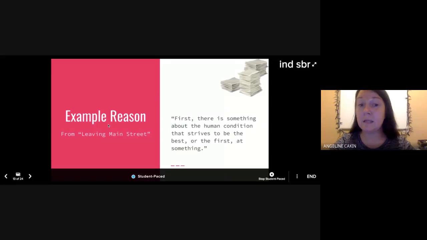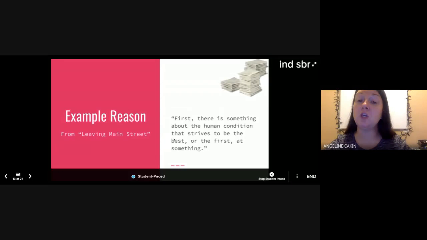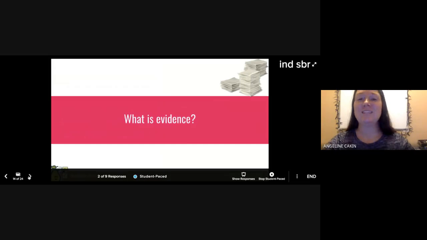So here's the example reason from Leaving Main Street. Again, this is the text we're going to use as a model. First, there is something about the human condition that strives to be the best or the first at something. Okay, so that is one reason that this writer presents as to why we should go to outer space. Okay, so this leads us to evidence.